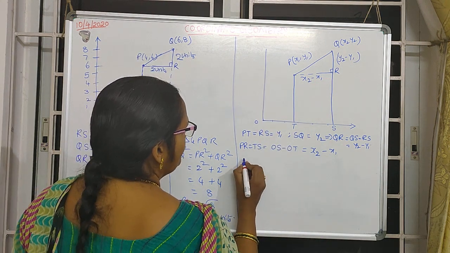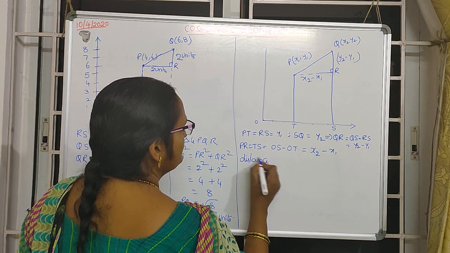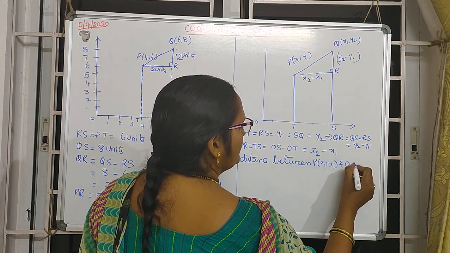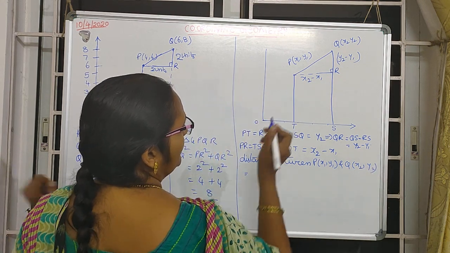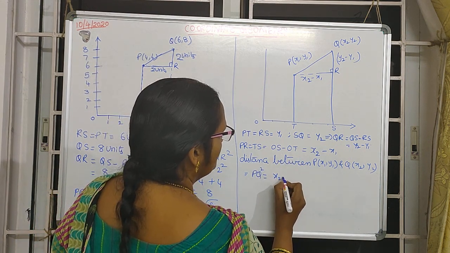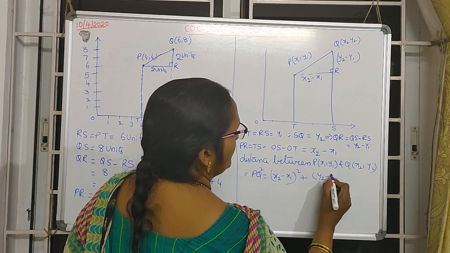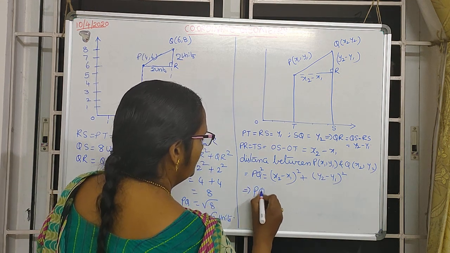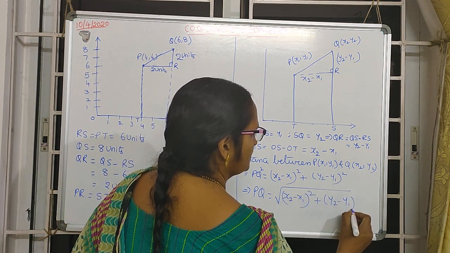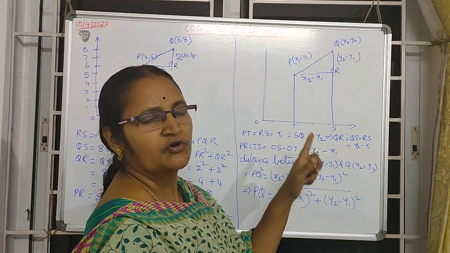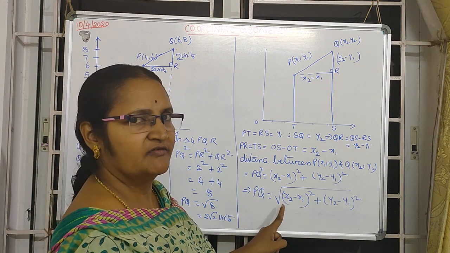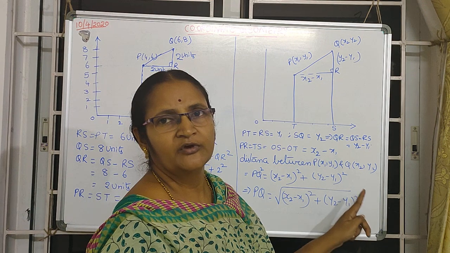So the distance between 2 points, between P (x1, y1) and Q (x2, y2), how do we find it? Right triangle. So PQ square equals PR square plus QR square, that is x2 minus x1 whole square plus y2 minus y1 whole square. This implies PQ equals the square root of x2 minus x1 whole square plus y2 minus y1 whole square. This is the formula to find the distance between any 2 points if they are given to you. If P is (x1, y1) and Q is (x2, y2), the distance between P and Q is given by the square root of x2 minus x1 whole square plus y2 minus y1 whole square.